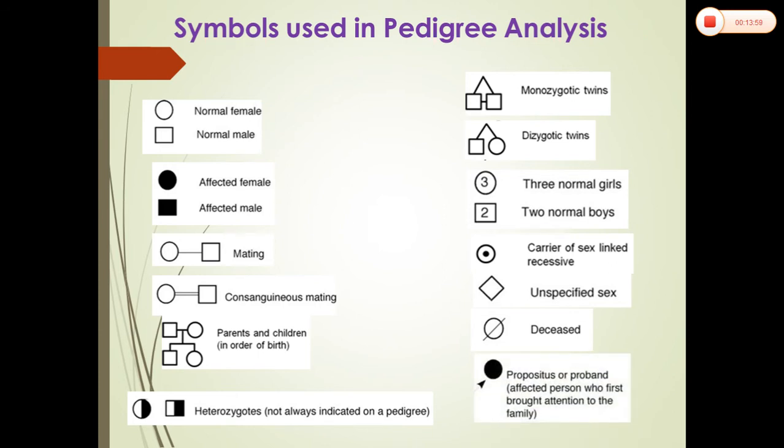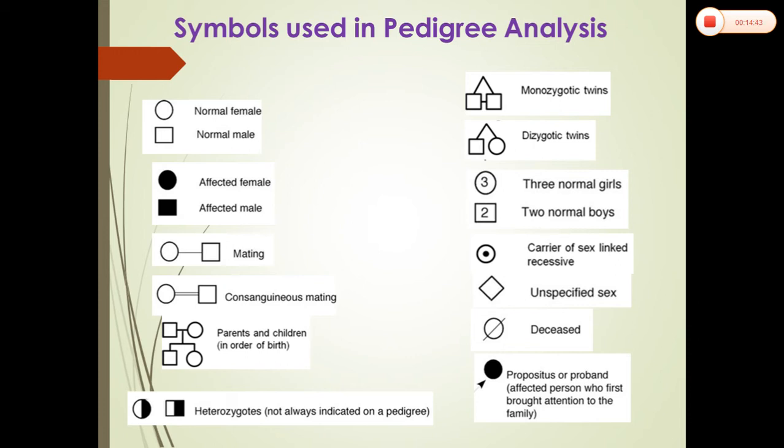Now next one. If the circle is darkened and an arrow is shown on that circle, it shows propositus or proband. If a square is given, for the female it is known as propositus, for male it is known as proband. Now what is this? So in the pedigree chart, if you see this type of symbol, what does it mean? The affected person in the whole family who first brought attention toward the family, means the first case of the trait which we find out in the whole family, that is known as propositus or proband.